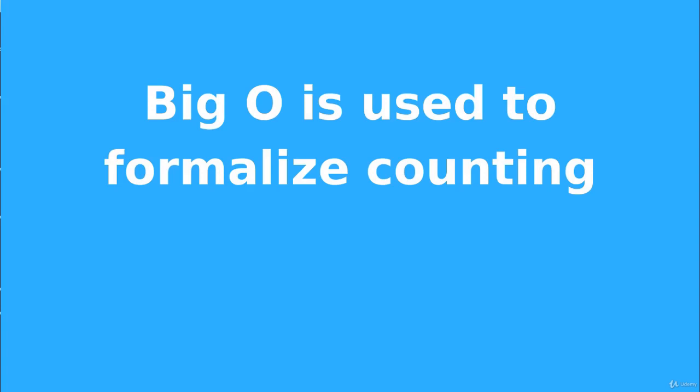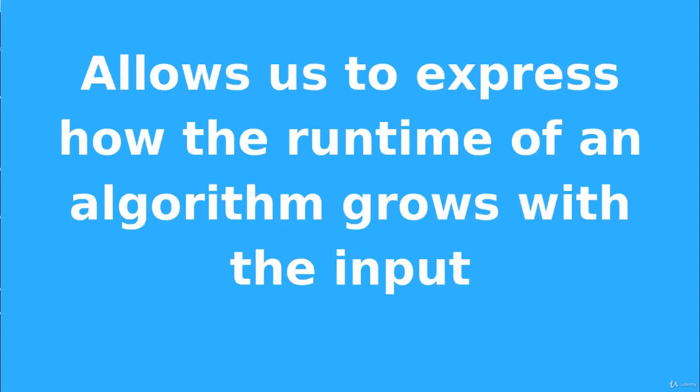But before we do that, let's start with talking about what Big O actually is. Big O is simply used to formalize counting. It basically allows us to express how the runtime of an algorithm grows with the input. It allows us to describe the relation between the input to some function and the runtime of that function, how growing that input affects the runtime of our algorithm.